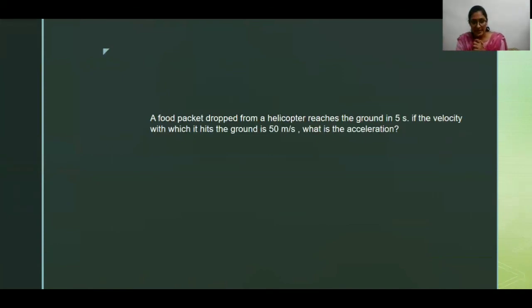So there is a homework for you. This is the question. A food packet dropped from a helicopter reached the ground in 5 seconds. If the velocity with which it hit the ground is 50 meters per second, what is the acceleration?